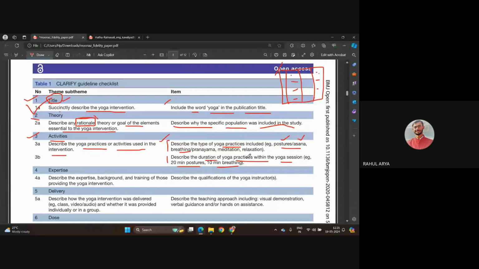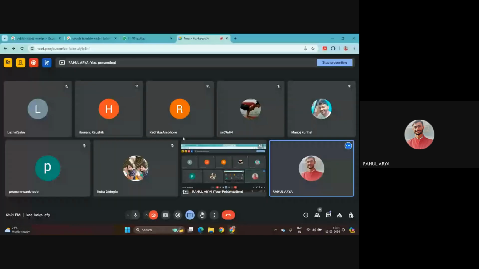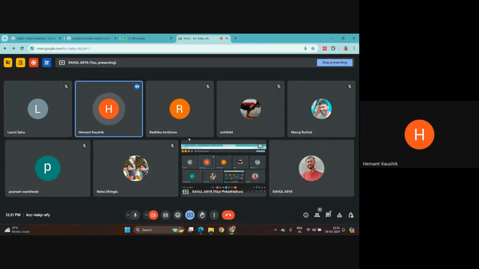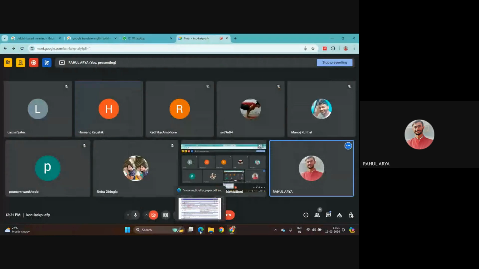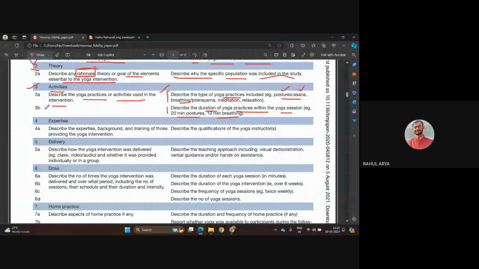Can anyone give another example? Please interact, otherwise I will think that you are not understanding. Sir, how long our intervention is, for example 40 minutes, and what things we have done in it. Sometimes it is 30 minutes, sometimes even 1 hour. So it is how long the activities are and which series are in it. Very good. Okay, point 3 is clear.